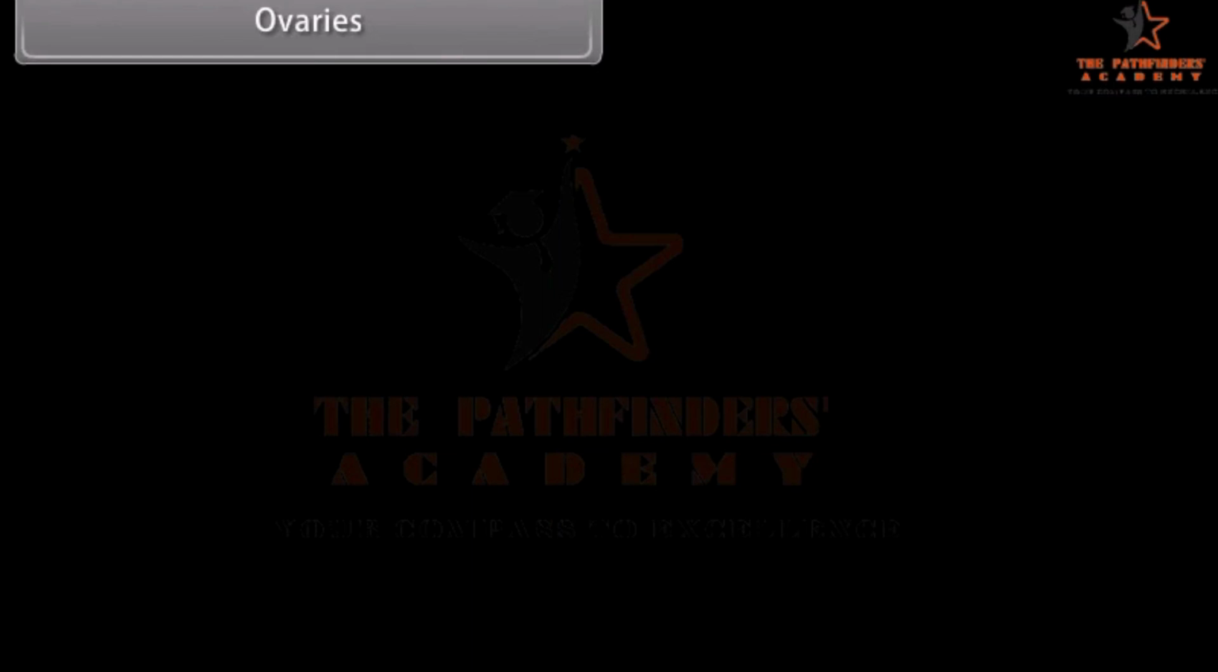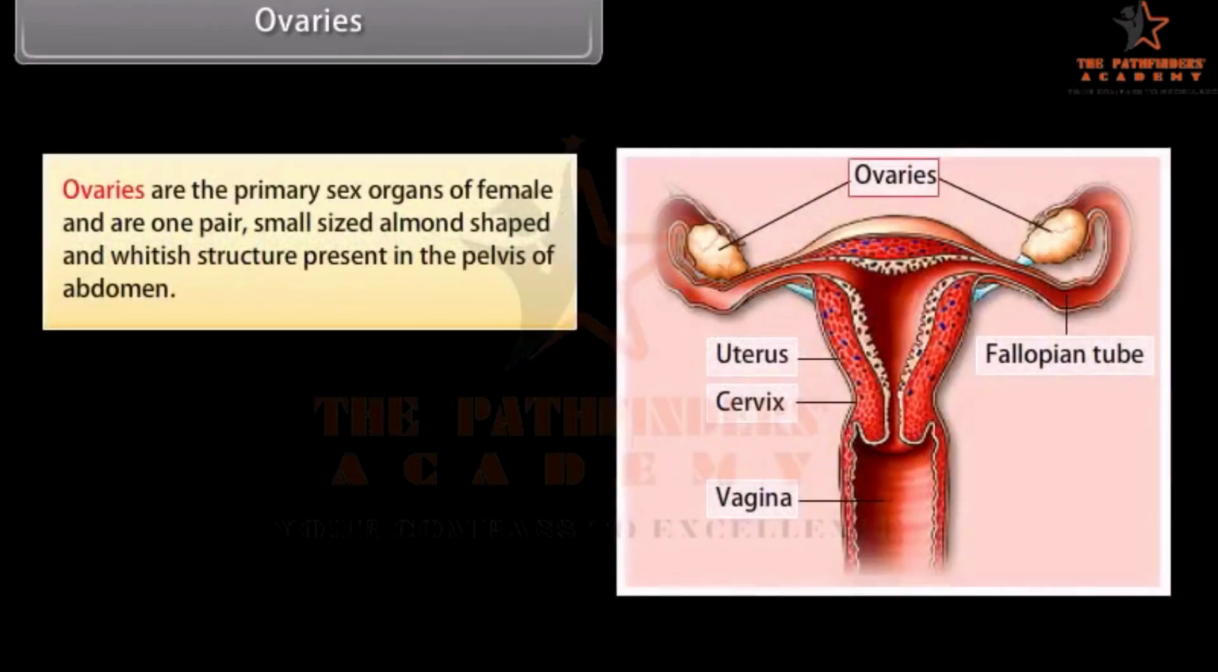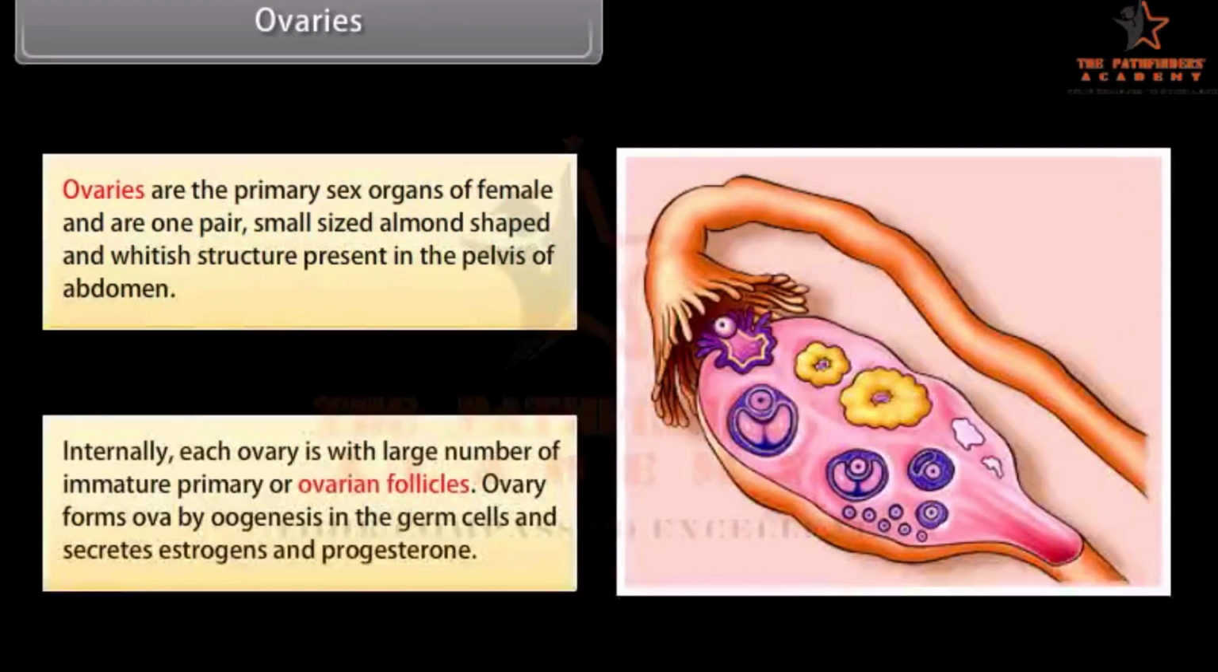Ovaries. Ovaries are the primary sex organs of the female and are one pair, small-sized, almond-shaped, and whitish structures present in the pelvis of the abdomen. Internally, each ovary contains a large number of immature primary or ovarian follicles. The ovary forms ova by oogenesis in the germ cells and secretes estrogens and progesterone.